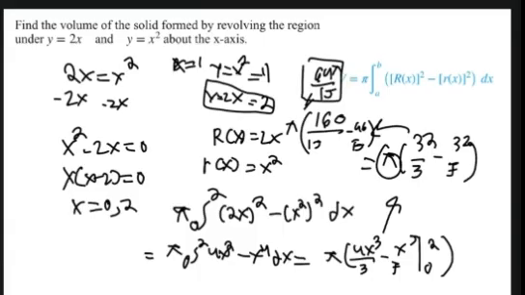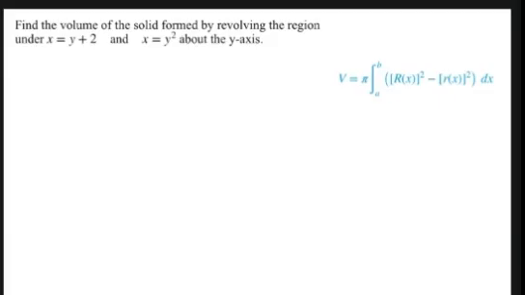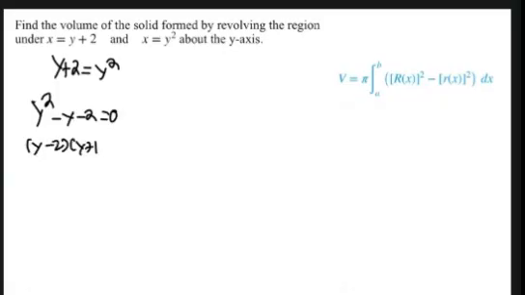Next up, we're going to find the volume of the solid formed by revolving the region bounded by x equals y plus 2 and x equals y squared about the y-axis. So for this last one, we'll do a washer problem in terms of y. But first, we need the intersection values. So again, we set them equal to each other. We do y squared minus y minus 2 equals 0. We factor it, still setting it equal to 0, and we get y equals negative 1 and y equals 2.